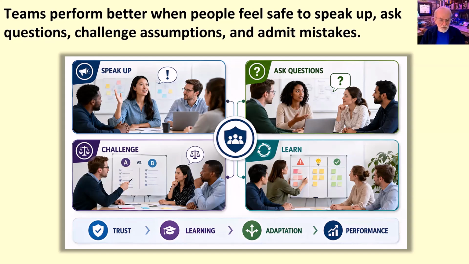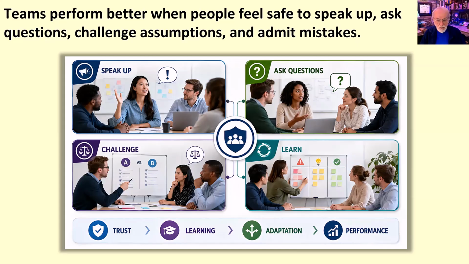For project managers, the key issue is to create a team climate where concerns are welcome, questions are treated as useful, disagreement is handled respectfully, and mistakes lead to learning rather than blame. That kind of environment improves communication, risk identification, decision quality, and adaptability. The main point is that psychological safety supports project performance because it helps the team surface information early. It doesn't replace accountability. It strengthens accountability by making it easier for the team to address real issues before they damage the project.